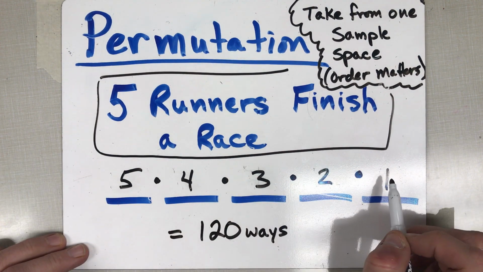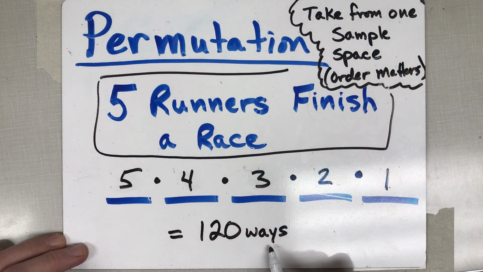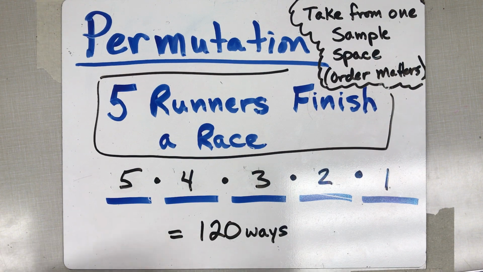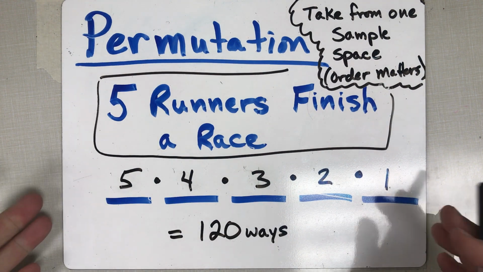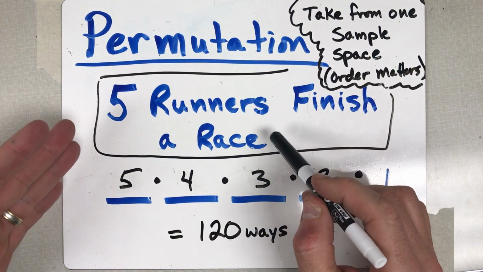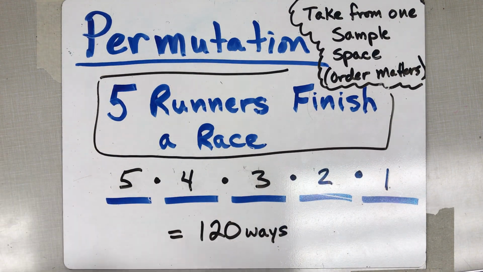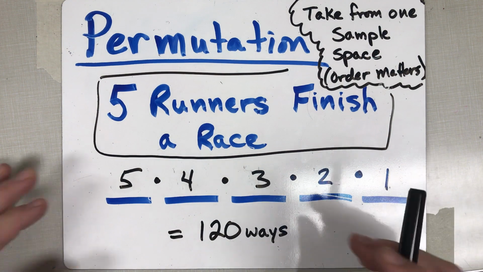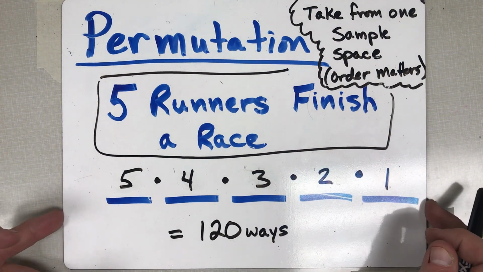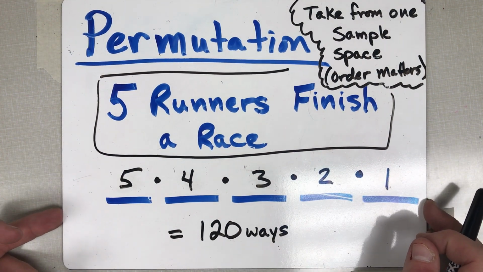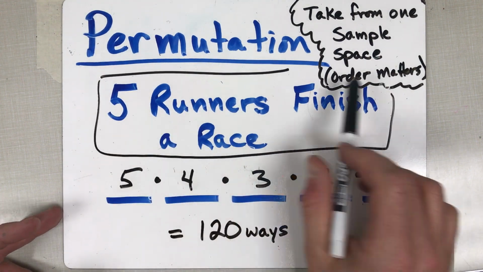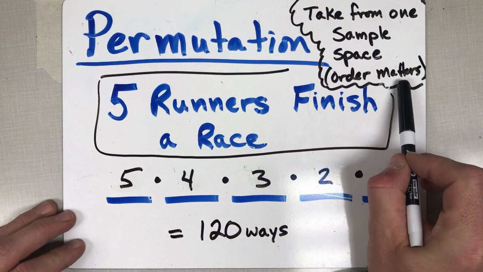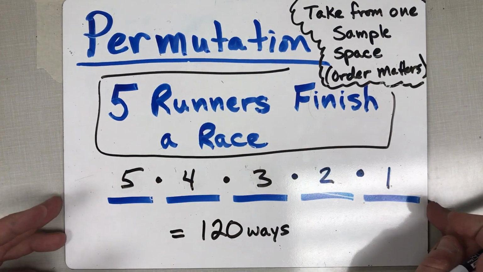If I multiply those choices together, I get 120 different ways that the runners could finish a race. Hopefully you're noticing then a permutation is one sample space. Unlike the outfits, menu items, codes, passwords, and license plates, those are going to be choosing from different sample spaces, and that's what makes them a fundamental principle of counting type question. One sample space, and the order is important, how they finish, that's what we call a permutation.